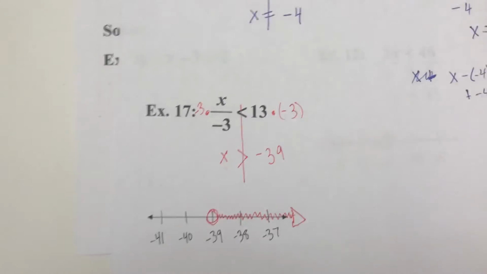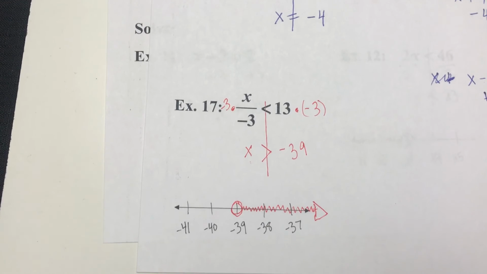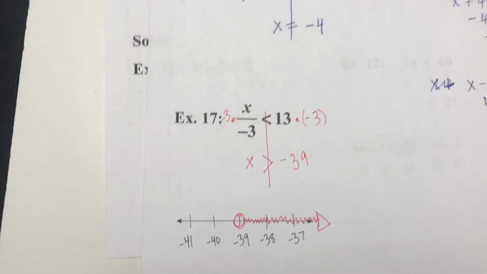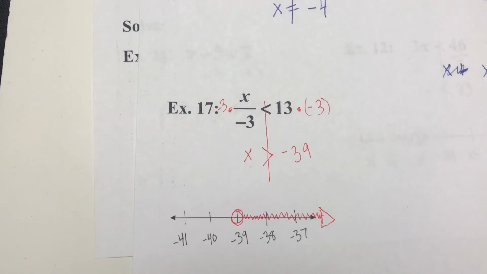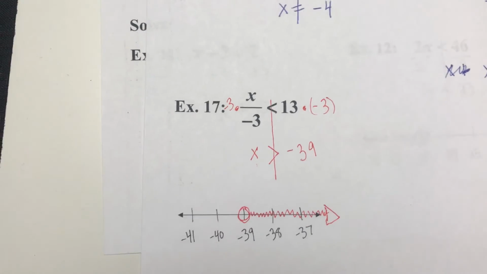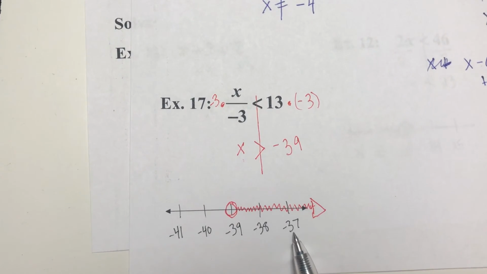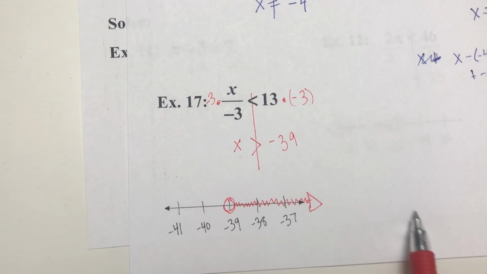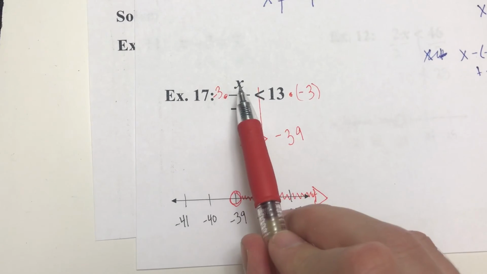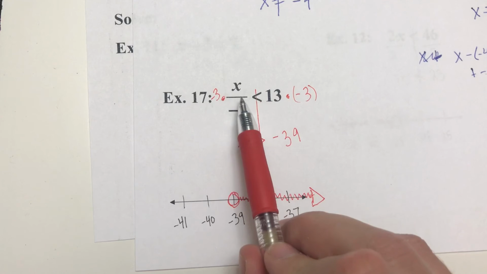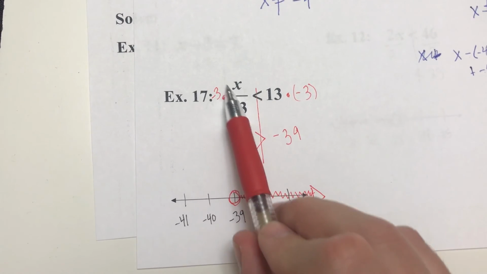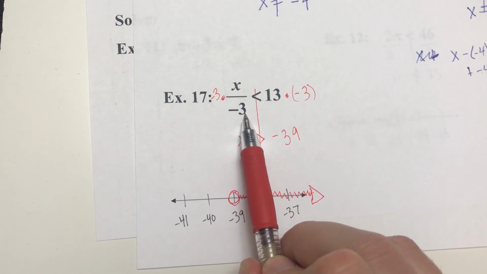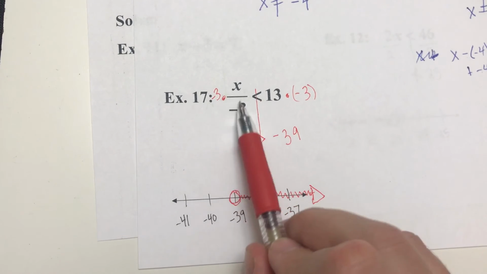Again, we can check our solutions. Picking a number that is greater than negative 39 should make the inequality true. Let's take, for example, the number negative 30. If this is negative 37, we'd have negative 36, negative 35, etc. on the way up to negative 30. If I put in negative 30 for x, negative 30 divided by negative 3, two negatives divided make a positive, and 30 divided by 3 gives me 10. Positive 10 would be the result here.